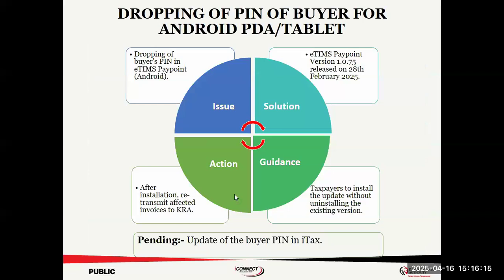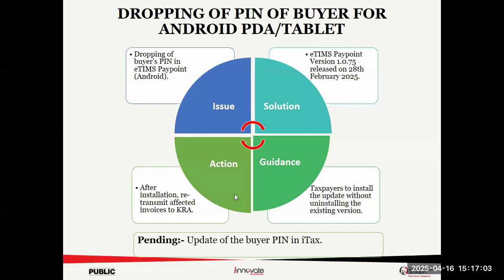Next, the other issue that had really come up was the dropping of the PIN of the buyer for anyone who was using the Android PDA or tablet. What was happening, at the point of the taxpayer transmitting invoices to us, there was a mishap where some details were not captured, specifically the PIN of the buyer. So when it's transmitted to us, it doesn't have the PIN of the buyer. And of course, when we avail it in the auto-populated return, the PIN of the buyer is not there. So the noise was not even from the seller. The complaint was from the purchasers. You're in business with someone, you expect to claim input VAT, and you can't claim it because your PIN was never captured.